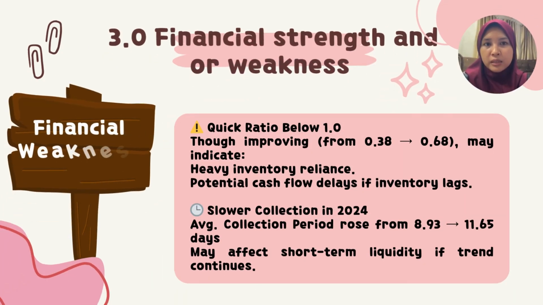Despite this strength, there are a few weaknesses. One is the quick ratio, which although improving, stays below 1.0. This could indicate some reliance on inventory to cover short-term debt and a potential liquidity issue if inventory is not quickly sold. Also, the average collection period increased from 8.93 days in 2023 to 11.65 in 2024. While still short, the trend should be monitored as slower collection could affect cash flow.